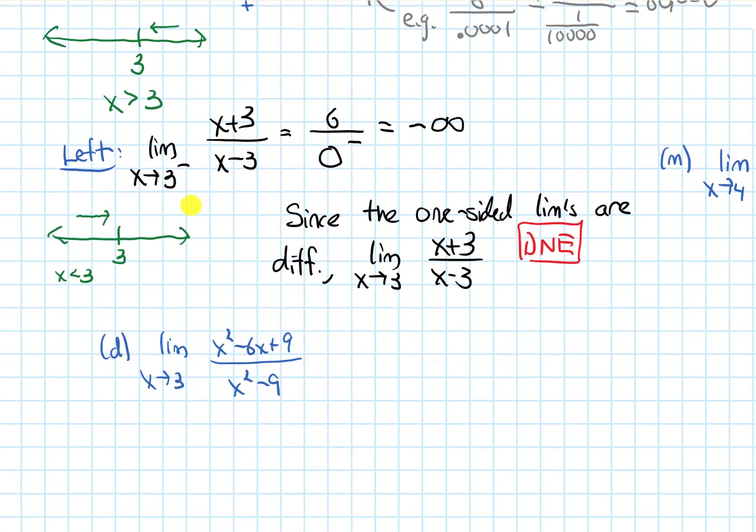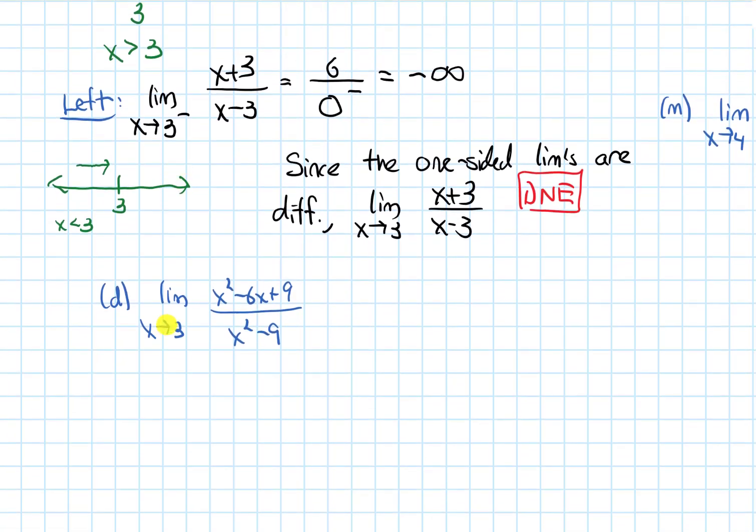And that is our answer. Let's do part D. This was the limit as x approaches 3 of x squared minus 6x plus 9 over x squared minus 9. Again, let's start it off by plugging in. And if I do that, the top and the bottom are both going to be 0. And this is an example of an indeterminate form. And we handle these by simplifying.